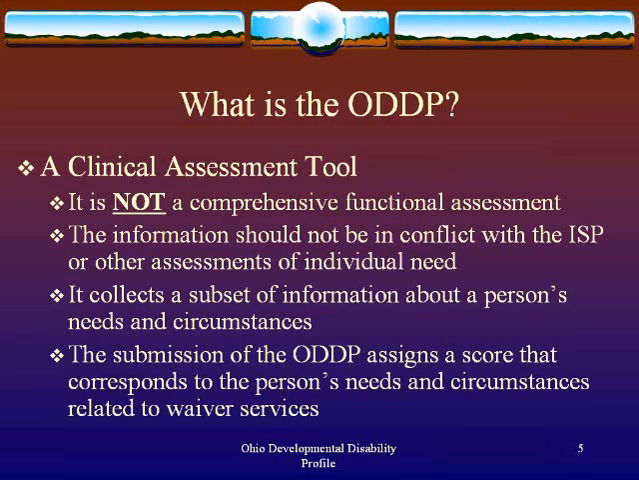We do want to stress that the information should not conflict with what you have in the ISP. So if you see something in the DDP that indicates this person does not have any mobility issues, yet in the ISP you're writing something about them having issues ambulating, then that shouldn't be the case. The information should agree with each other and should not be in conflict. Once the DDP is submitted, you're assigned a score that corresponds to the person's circumstances and says, here's what we believe you can have your needs met within this funding range.